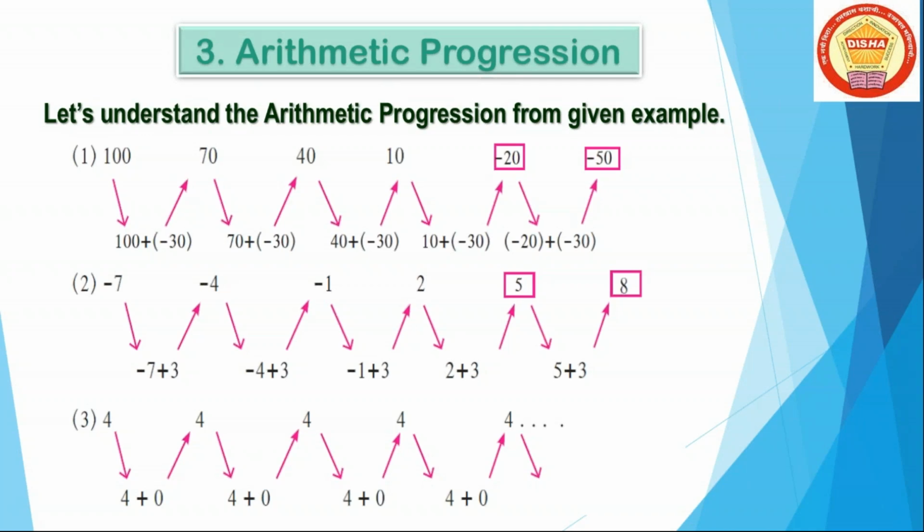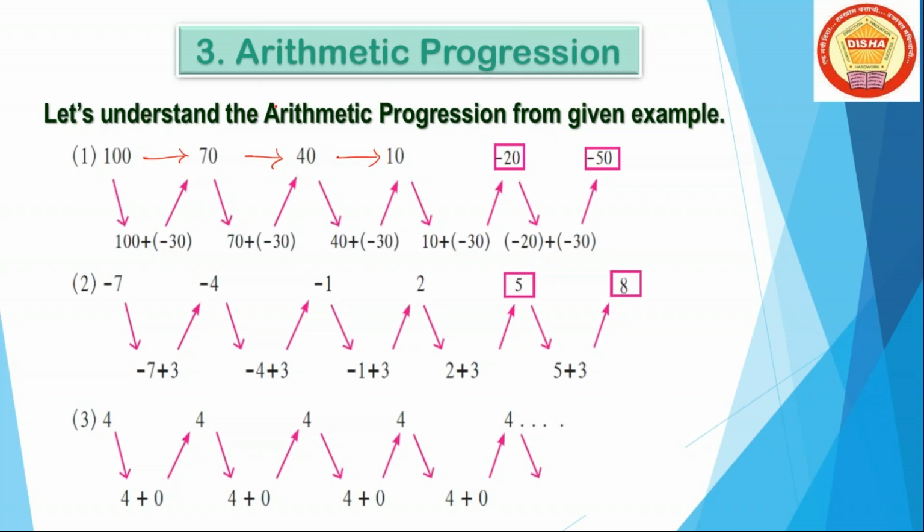Okay. Again we see these examples. See now, 100, 70, 40, 10, negative. Then first we see what is the property used to form this sequence. 100, 70, 40, 10. It means all terms are present in descending order. If the terms are arranged in descending order, it means we add a negative number to the previous term.